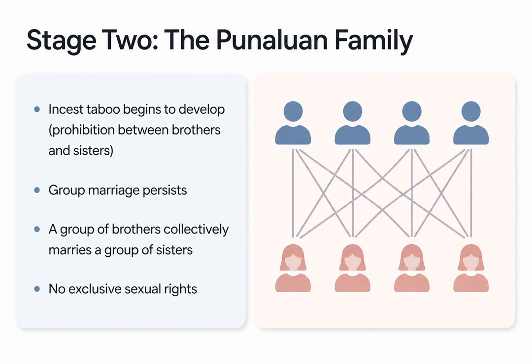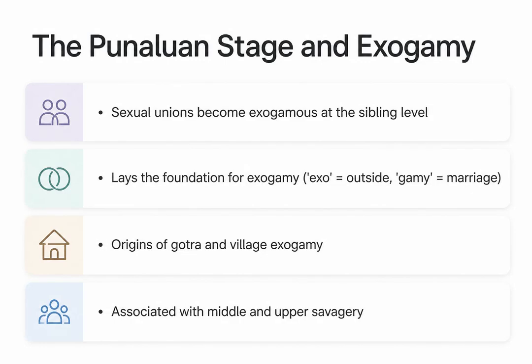Moving to the second stage, we find the Punaluan family. This represents a significant moral advance because the incest taboo begins to develop, specifically the prohibition on sexual relations between brothers and sisters. However, group marriage persists. In the Punaluan stage, a group of brothers collectively marries a group of sisters. If there are 5 brothers, they collectively marry 5 sisters, and any of the men can mate with any of the women. There is no pairing off into exclusive couples. Sexuality remains communal within the bounds of the 2 groups. The crucial change in the Punaluan stage is that sexual unions are now exogamous at the sibling level.